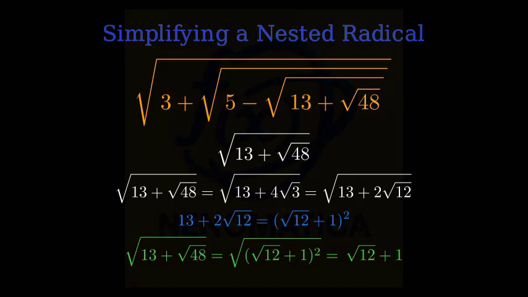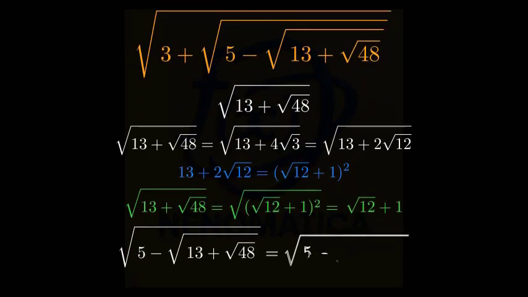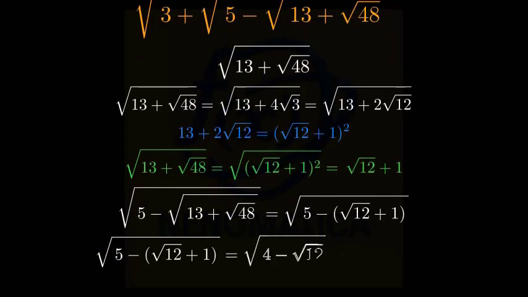Step 2. Substitute this result into the next layer outward. Replace the inner radical to get the square root of 5 minus (square root 12 plus 1). That simplifies to 4 minus square root 12, which equals 4 minus 2 times square root 3. Step 3. Recognize another perfect square pattern.